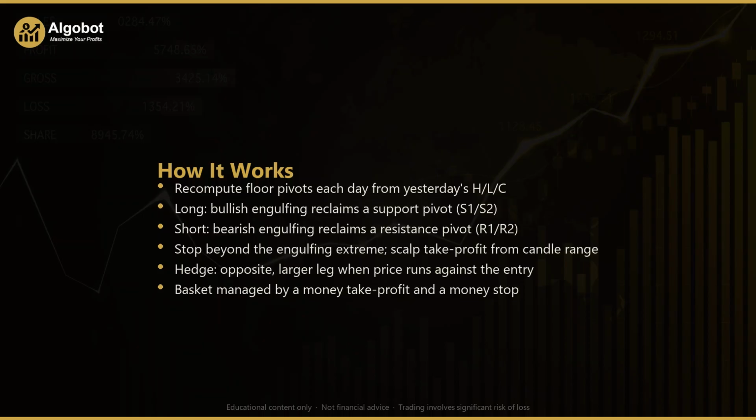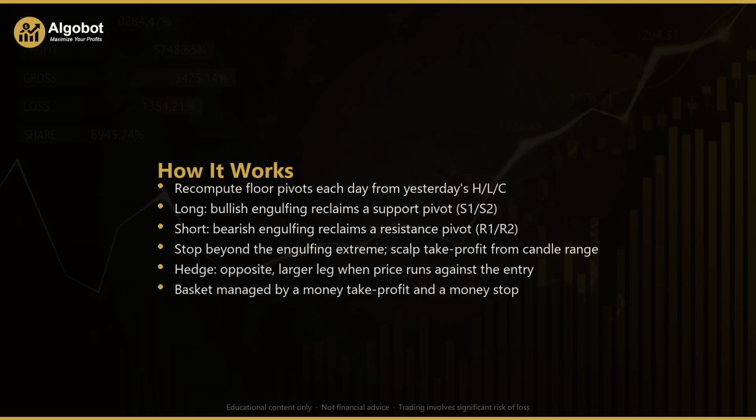Now the entries, and they're a perfect mirror image. For a long, the strategy waits while flat for a bullish engulfing candle whose low has dipped into a support pivot, either S1 or S2, but whose close finished back above that level. In plain terms, price probed below support, buyers rejected it, and a full-body bullish candle swallowed the prior candle. That's a reclaim of support, and the EA signals a buy.